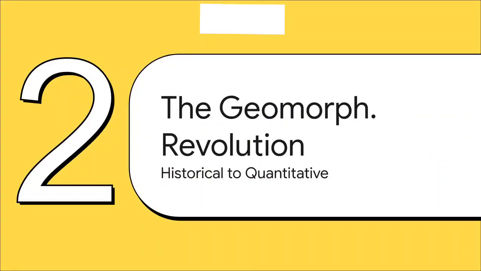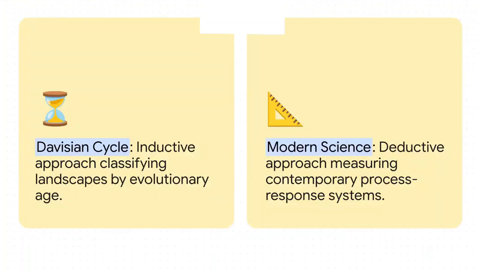Section 2. The geomorphological revolution, from historical theories to quantitative science. For decades, a model known as the Davissian cycle totally dominated the field. William Morris Davis categorized landscapes pretty simply as youthful, mature, or old. He essentially treated time itself as the only process.